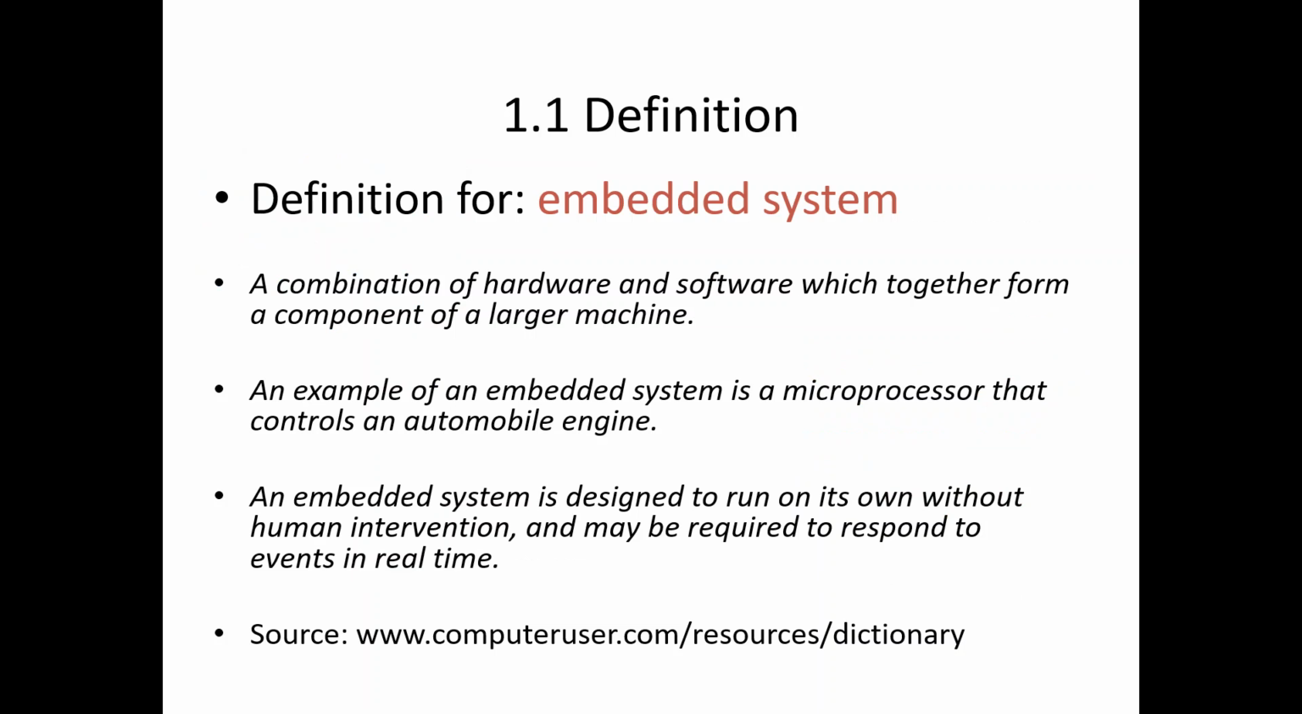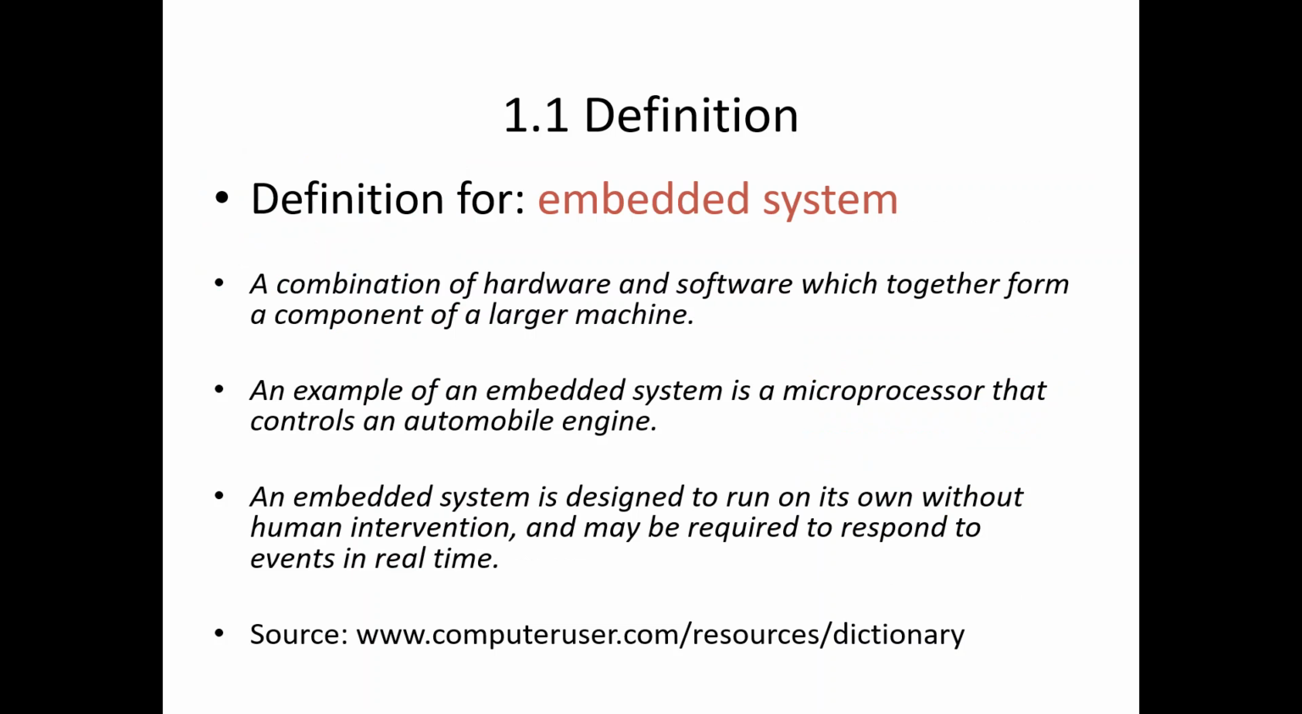So let's now proceed to the definition for embedded system. Basically, an embedded system is a combination of hardware and software which together form a component of a larger machine. An example of an embedded system is a microprocessor that controls an automobile engine, and an embedded system is designed to run on its own without human intervention and may be required to respond to events in real time.